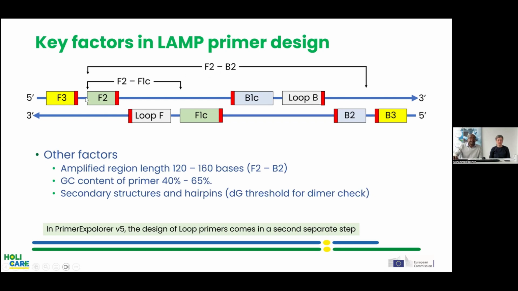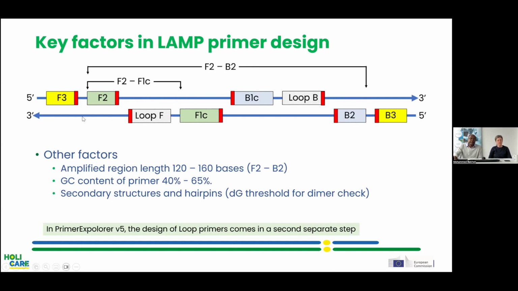Another important distance is from the beginning of the F2 to the beginning of the F1 parts of the FIP, or here for the BIP primer, from the beginning of the B2 to the beginning of the B1C. This region is important, especially if you later come to design a loop primer, because they are inserted exactly somewhere here between the 2 regions. So you make sure that there is enough space here for that.